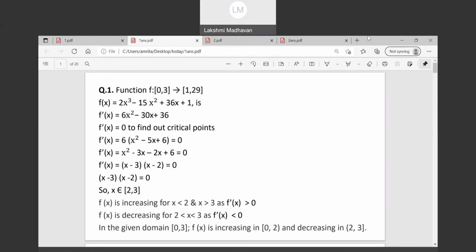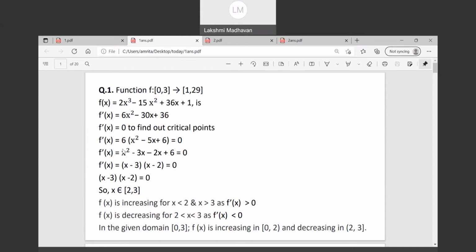So for 2x cube minus 15x square plus 36x plus 1, 2x cube becomes 6x square, 15x square becomes 30x, 36x becomes 36 and 1 becomes 0. So we have f dash of x as 6x square minus 30x plus 36. Now we are going to equate it to 0. So 6x square minus 30x plus 36 equal to 0. We know how to solve this.